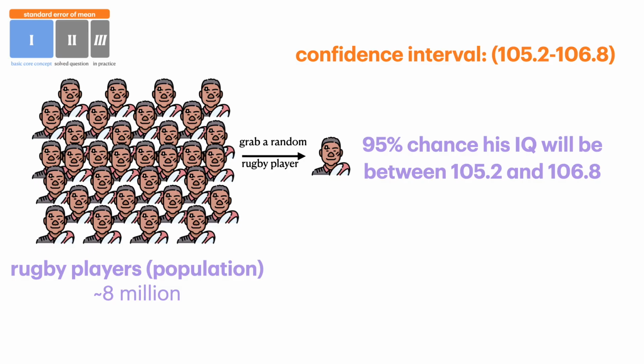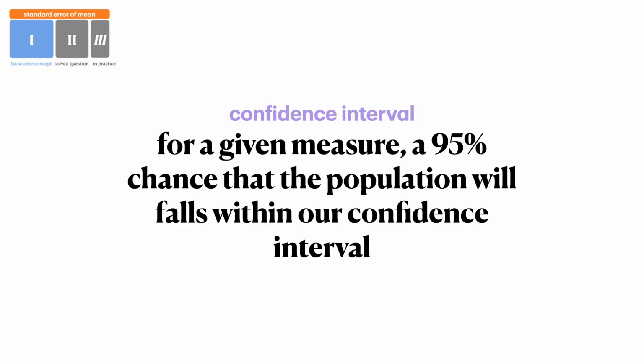This is why confidence intervals are so awesome. They allow you to take your dataset mean and extrapolate that data to the rest of the population. Now, in this same scenario, if I redid the study with a sample size of maybe 1,000 people, then maybe my standard error of the mean would be even smaller, and then the confidence interval will be even more accurate. So again, the confidence interval tells us for any given measure, there is a 95% chance that the population will fall within our confidence intervals.